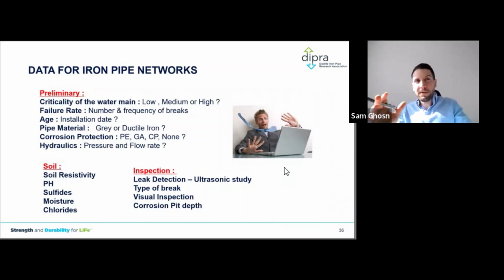Is it low, medium, or high priority? Is it a 3-inch water main or a 64-inch transmission main ductile iron pipe? Two different pipelines in terms of priority, same material. Failure rate: number and frequency of breaks in that area. Do I have a trend of failure rates in that region? So I have to focus on that area more than another neighborhood.